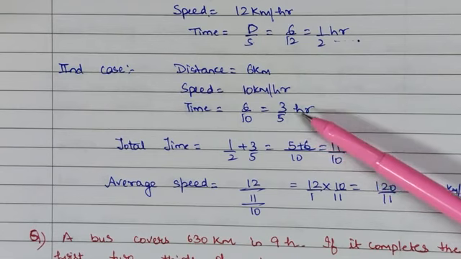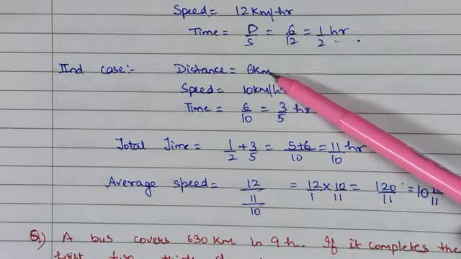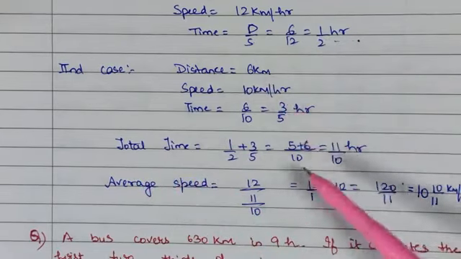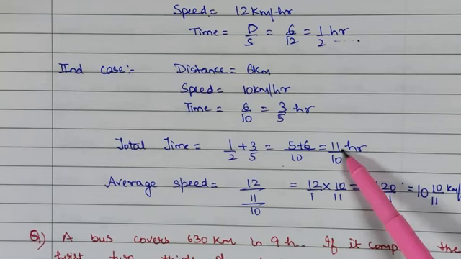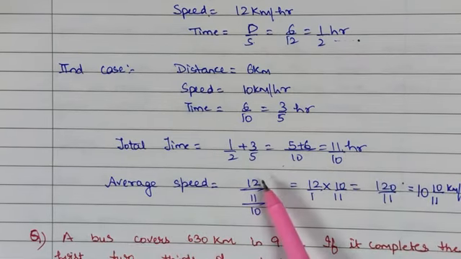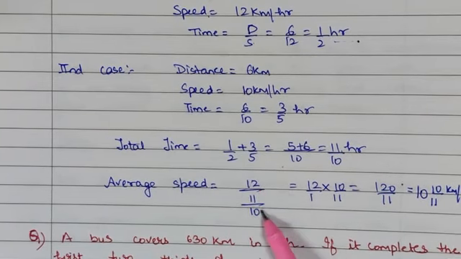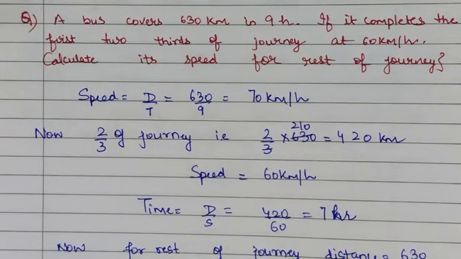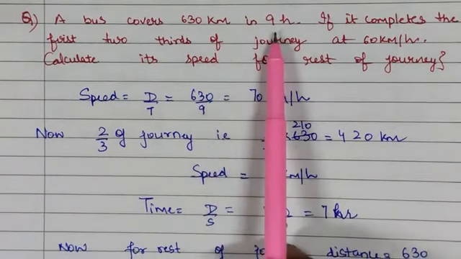Total distance we already know, that is 6 plus 6, 12. Total time will be 1 by 2 plus 3 by 5. After taking LCM, we got 11 by 10 hour. So now the average speed will be what? Distance upon time. And on doing the simplification, what we get? 10 upon 11 kilometer per hour. Clear, children?